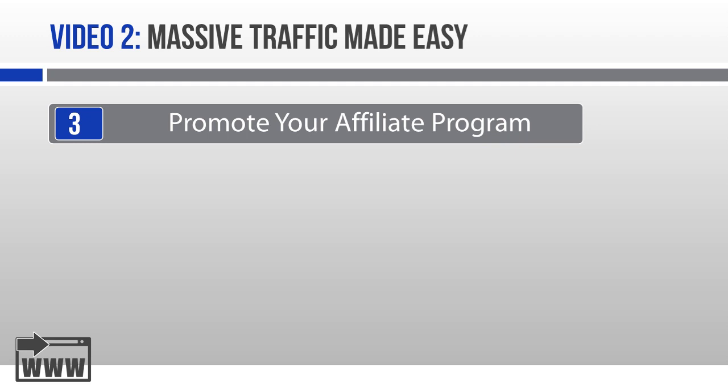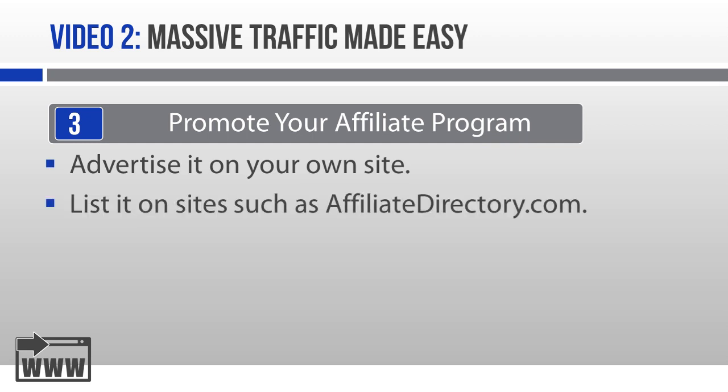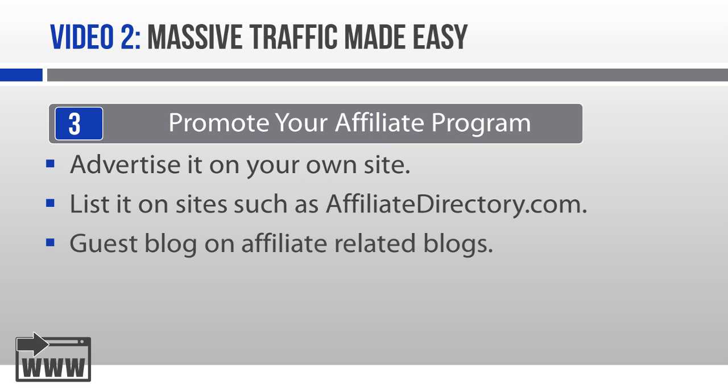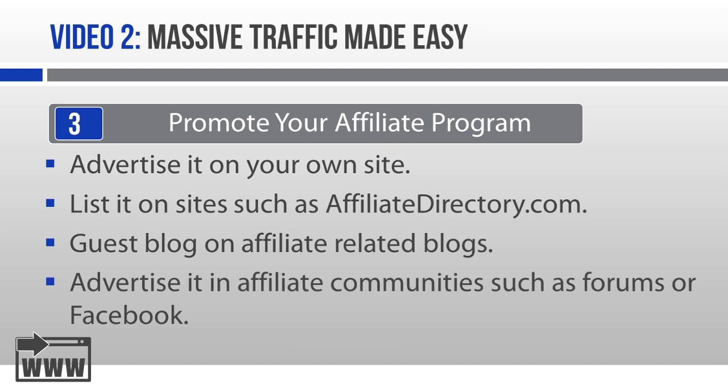One advantage of using a third-party platform like JVZoo is that affiliates can find you on the site. However, you should still be promoting your program in other ways, including things like advertising it on your own site, adding it to affiliate directories such as affiliatedirectory.com. You can also search Google to find other directories. How about guest blogging on affiliate-related blogs and mentioning your affiliate program in your byline? You can also advertise it in affiliate communities, and these include things like forums and on Facebook.